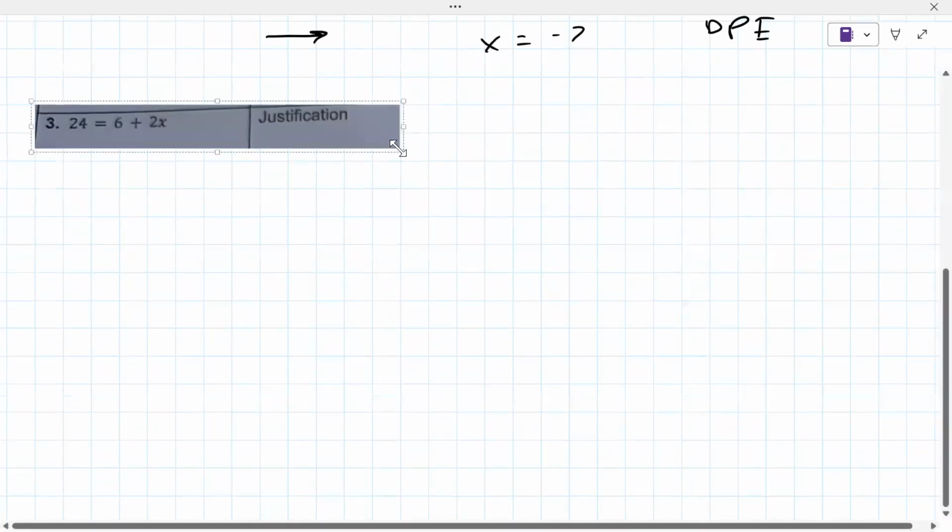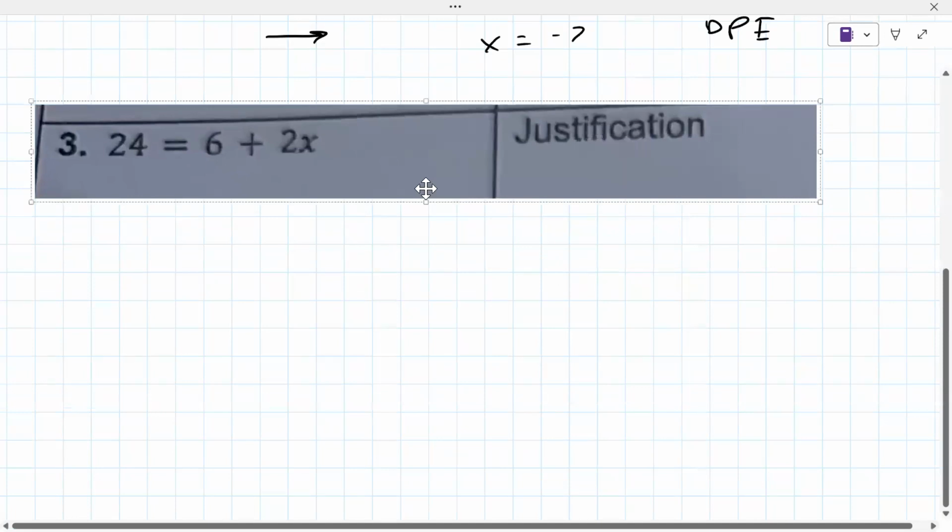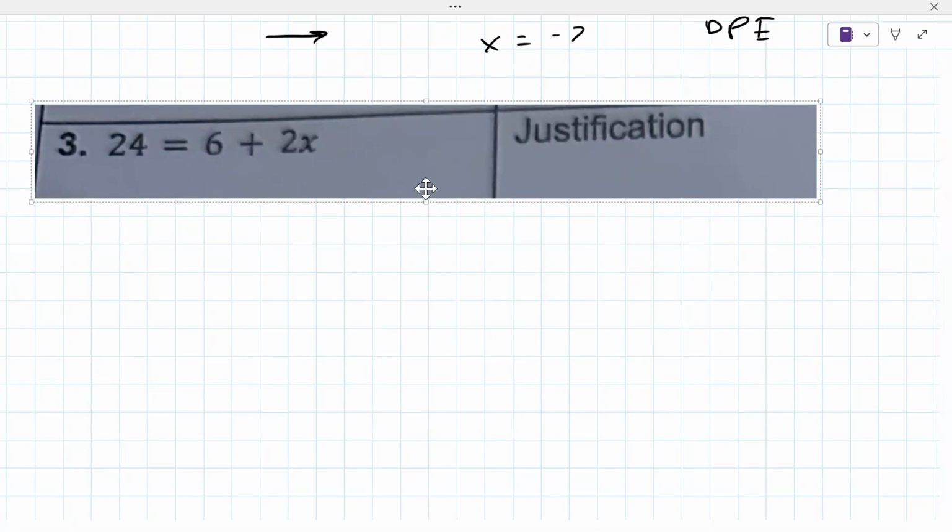So let me know when you've worked it out, and we'll talk about the result. All right. So subtract 6. And that's 18 equals 2x, divided by 2, divided by 2, x equals 9. And then you have subtraction property of equality, division property of equality, and then simplifying again.